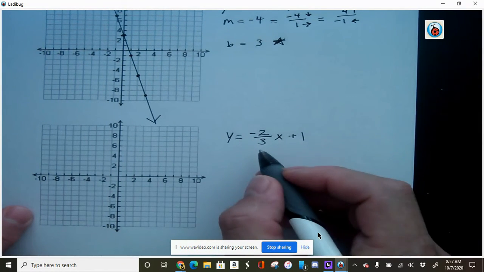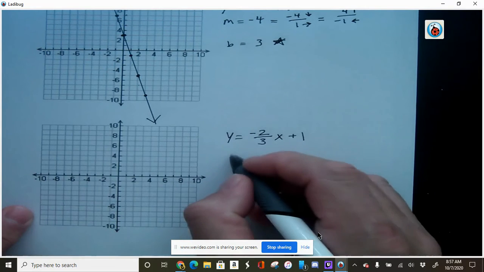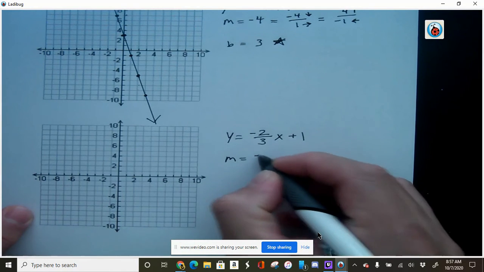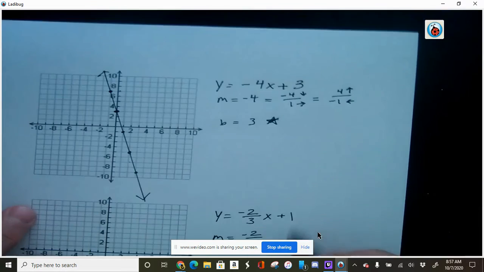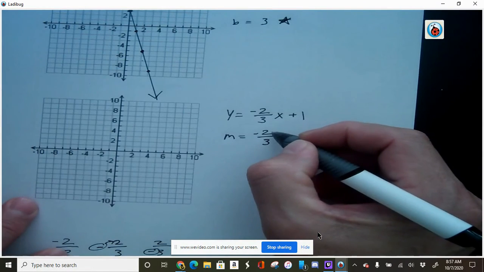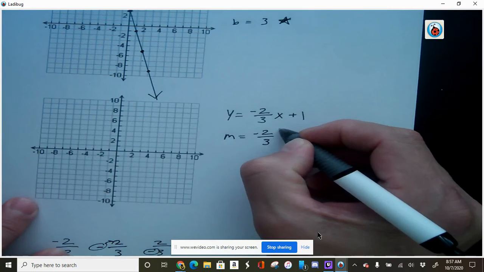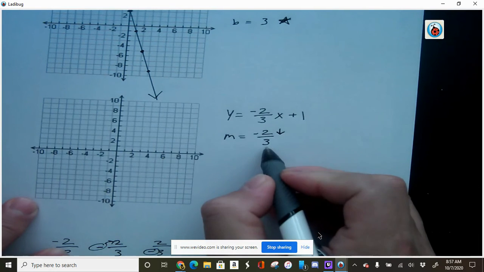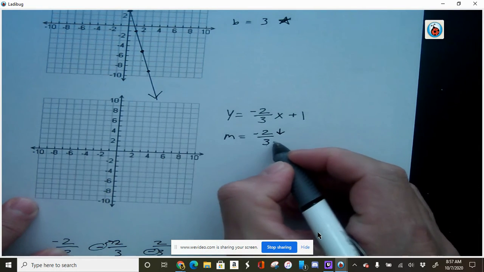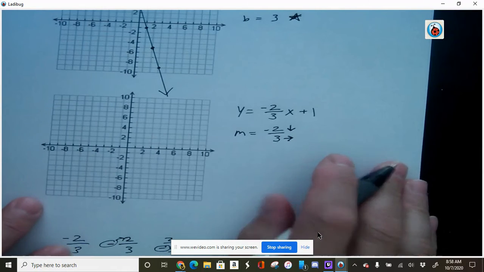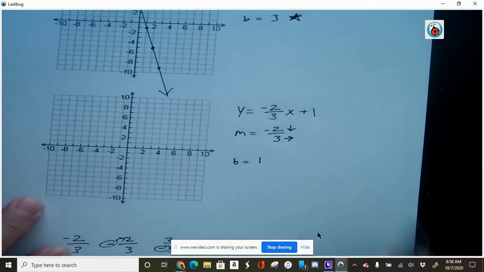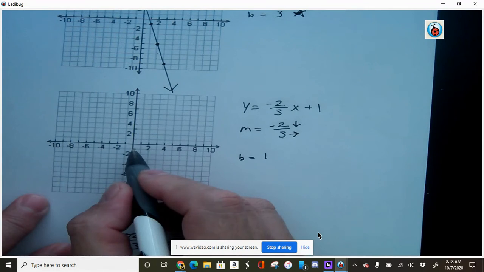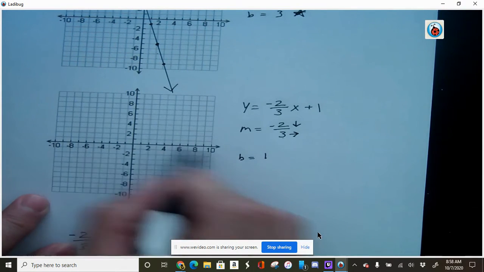Okay, let's analyze. Slope is negative 2/3. It's already a fraction, so I don't need to convert it into a fraction like I did up here. The 2 is negative. This is my rise. That means we'll go down 2. The 3 is positive. This is my run. We'll move to the right 3. My y-intercept is a positive 1. So let's go to my y-axis. Let's find positive 1. Here it is.